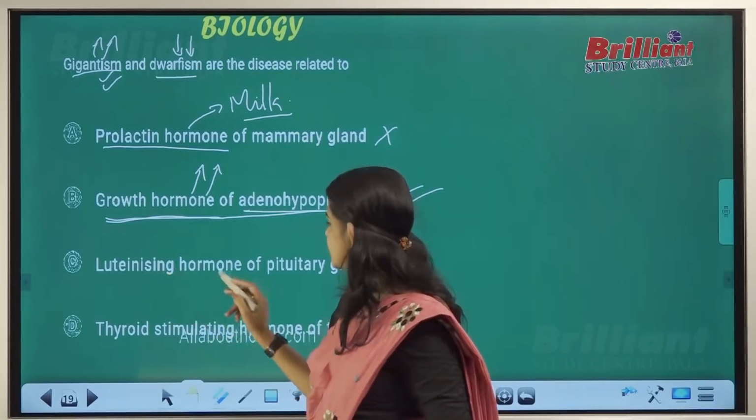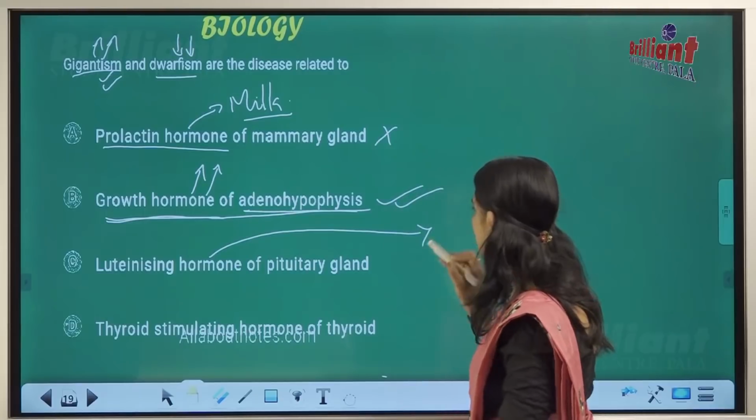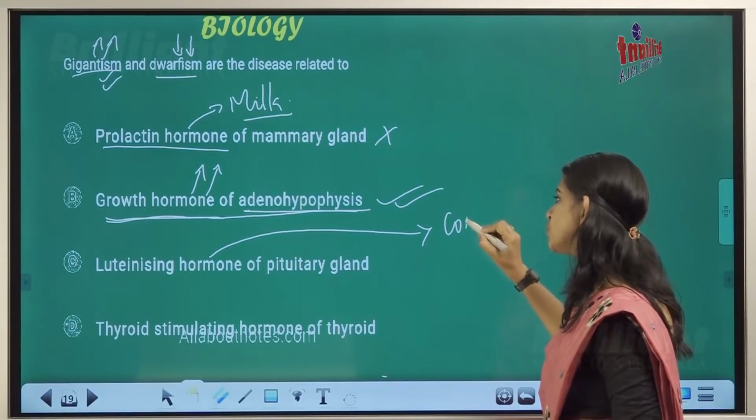Next one, luteinizing hormone of pituitary gland. Luteinizing hormone is responsible for the maintenance of corpus luteum.